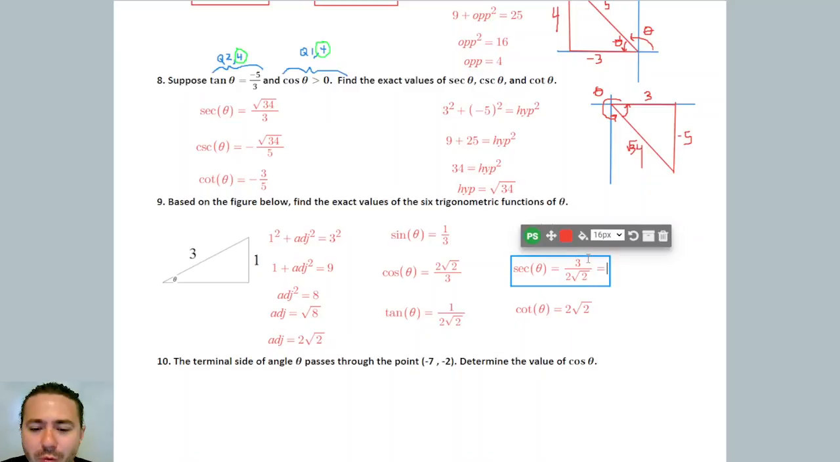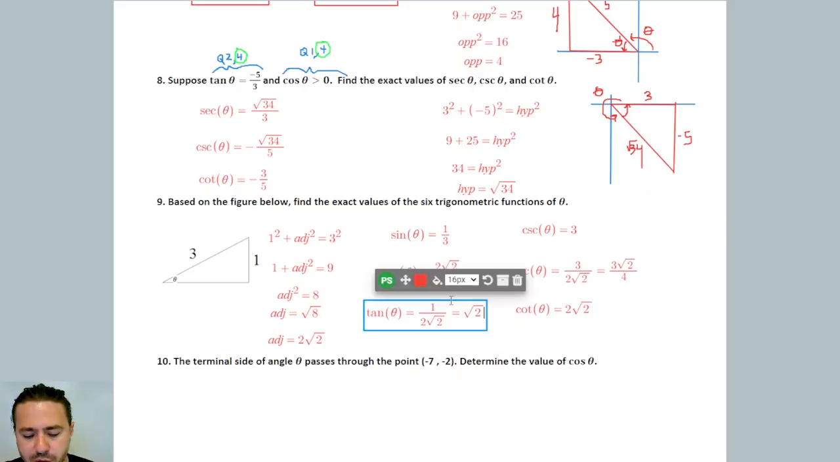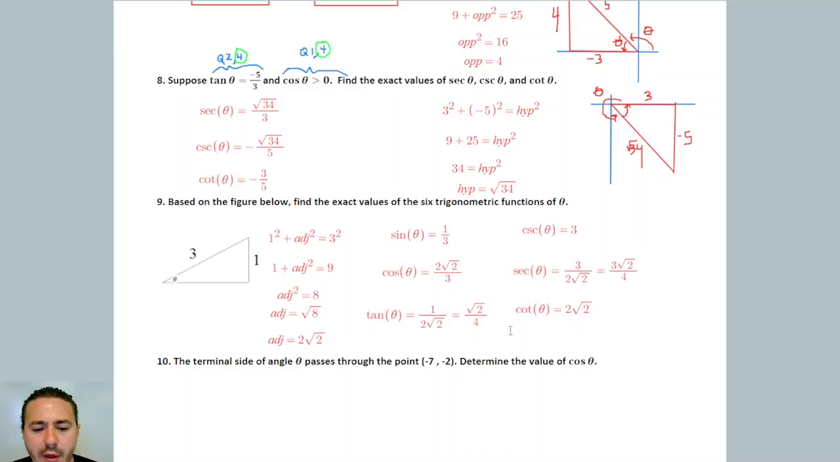So if you were to rationalize this, you would get 3 root 2 over 2 times 2 would be 4. And then for this one, if I multiply this by root 2 over root 2, I would get root 2 over 2 times 2 is 4. So root 2 over 4. Either answer is good. So there you go. There's all 6 trig functions.